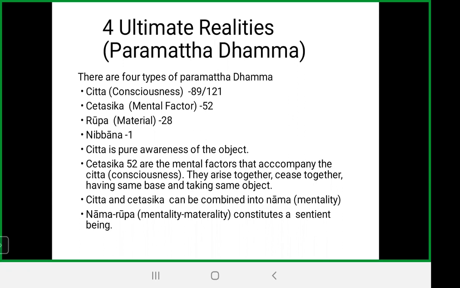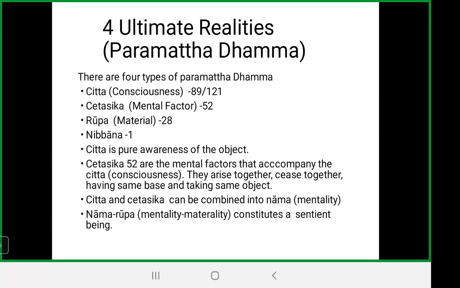We call it Paramattha Dhamma, this Pali word, and it's called the 4 ultimate realities. So there are 4 types of Paramattha Dhamma. First one is Chitta, consciousness. There are 89 or 121 types. All these are numbers which you don't need to stress so much on, no need to worry about that. Chittasika is the mental factors, 52 types. Rupa, materiality of the body, 28.